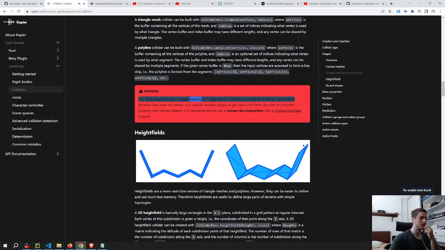Warning: it is discouraged to use triangle meshes or polylines for colliders attached to dynamic rigid bodies, because they have no interior. It is easy for another object to get stuck in them. In order to properly simulate non-convex objects, it is recommended to use a convex decomposition with a compound shape instead.